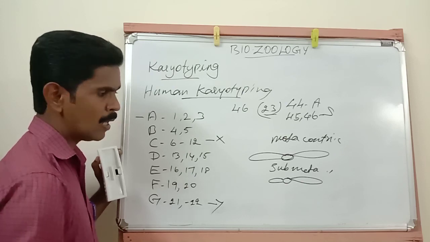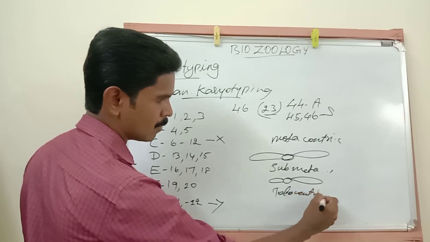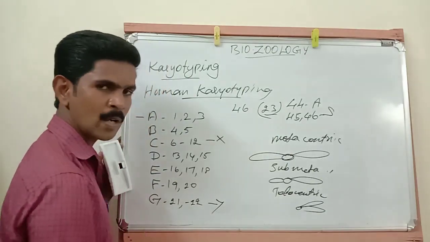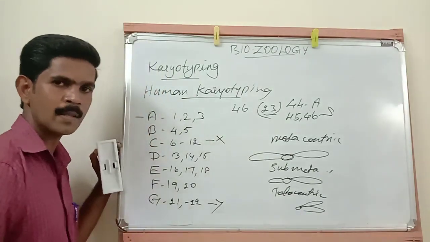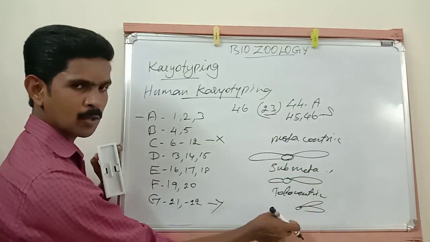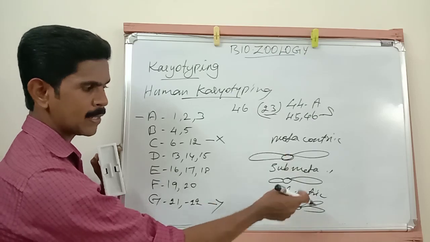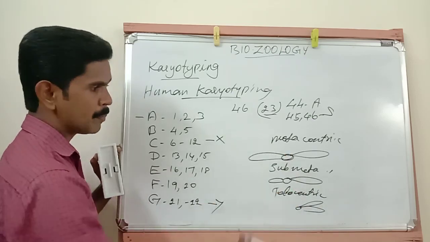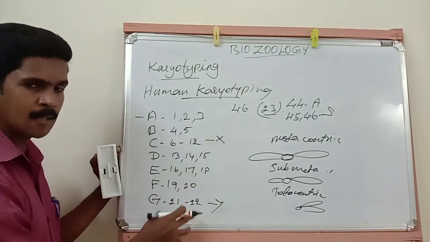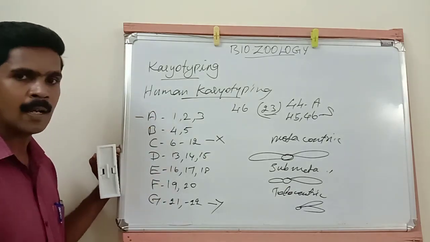Do you understand? And the last one is telocentric, meaning both chromatids are located on one side and the centromere is located on the other side. So based on the structure of these chromosomes, the chromosomes are classified into 3 types: metacentric, submetacentric, and telocentric. So based on the structure only, all these 46 chromosomes are arranged in 23 pairs and all these 23 pairs of chromosomes are arranged in 7 groups.